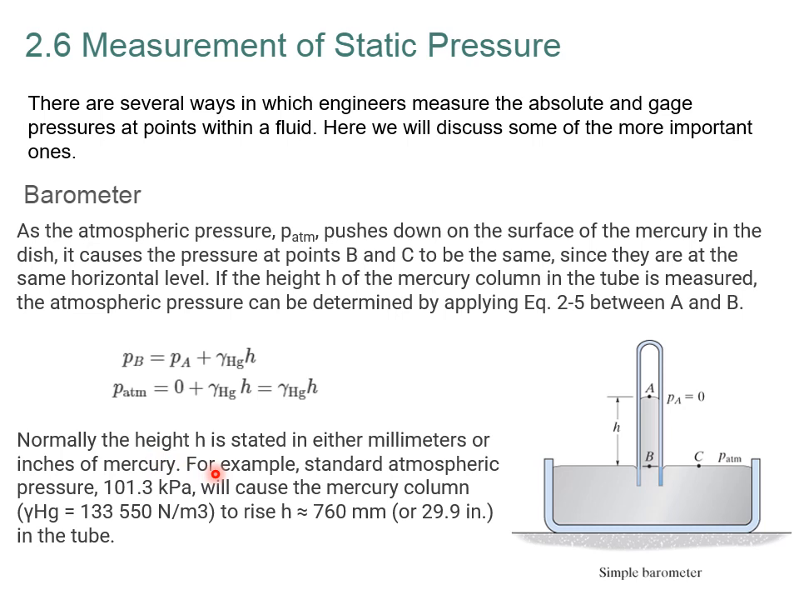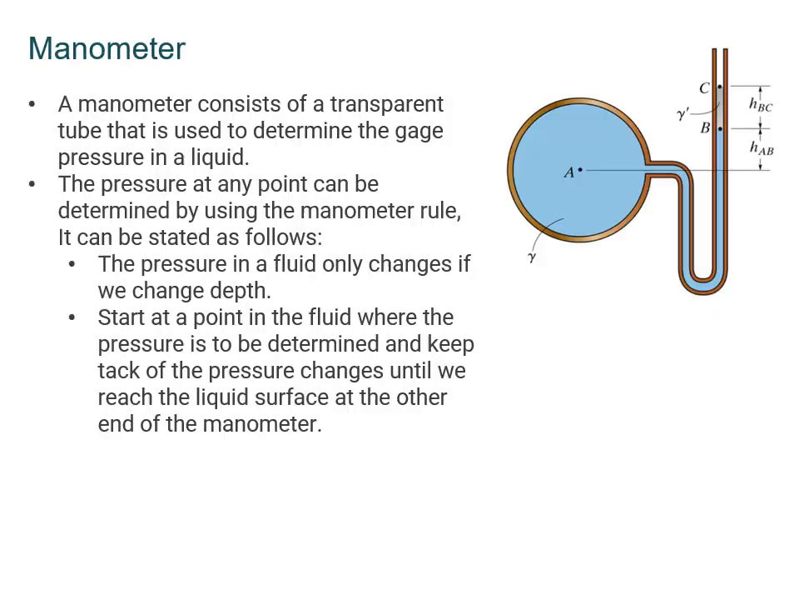Normally the height H is stated in either millimeters or inches of mercury. So, typically you calculate this out, it's about 29.9 inches of mercury, or 760 millimeters of mercury. That's about what standard atmospheric pressure turns out to be.